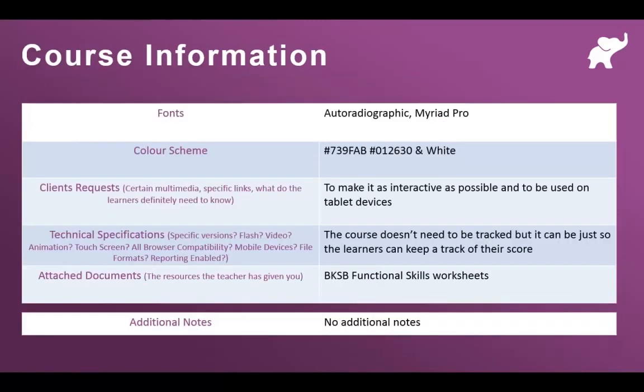The next step is course information. So here is where you'll put the fonts, the colour schemes, client requests, technical specifications, any documents. So for the fonts and the colour scheme, I've been really specific. We put in the exact font and the hex code for the colours, just so then if you're giving the storyboard to anybody else, then they know what colours you're wanting. Because if you just said red, they could come back with a different colour red to what you wanted. It just makes it a lot more easy.